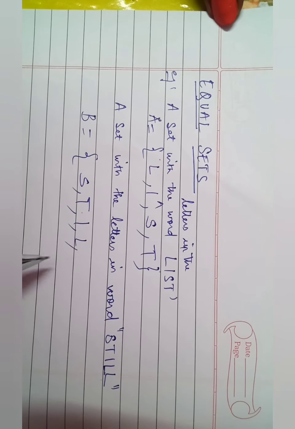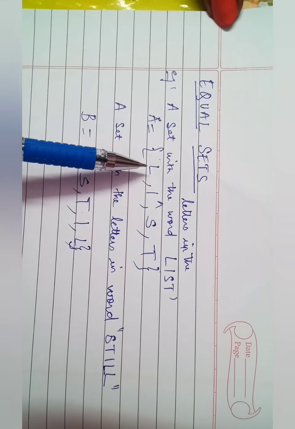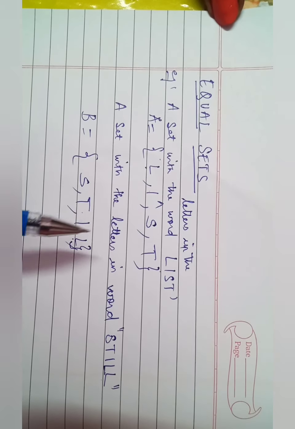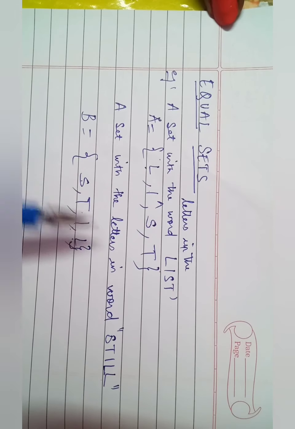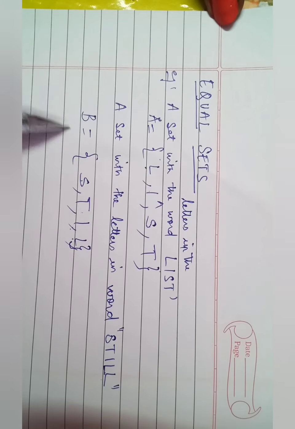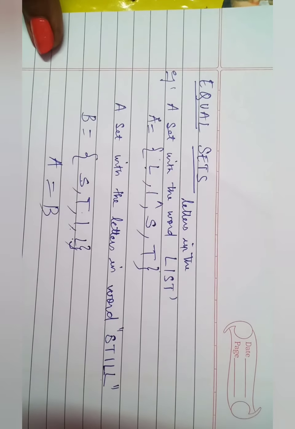Shall I put it? No, the rule says no elements are repeated. Now see, L is there in A, L here, yes. I here, yes. T, T. See, all the elements are present in A also and B also. Then you can say that A is equal to B. Clear everyone?